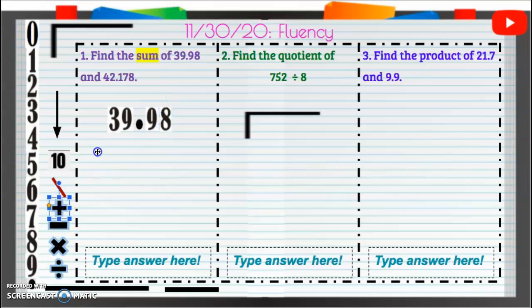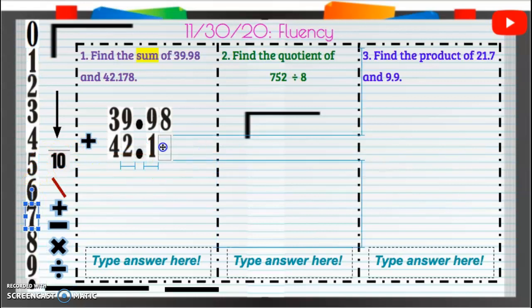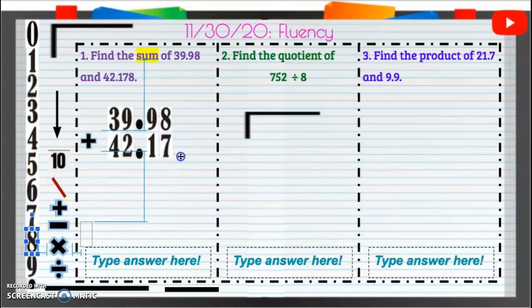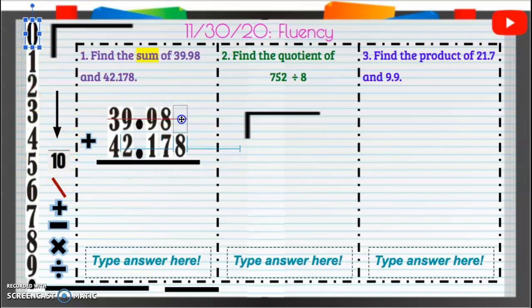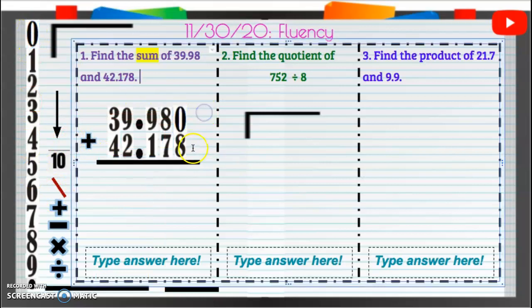plus, line up that decimal, 42, and 178. Thousandths. All right, we can put a placeholder zero if you'd like to, up top here. Now we can add from right to left.